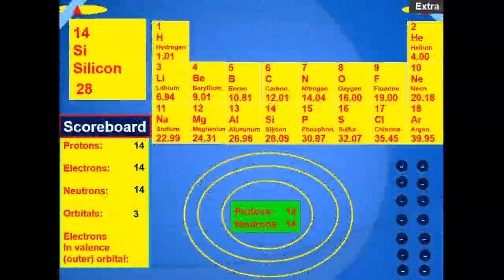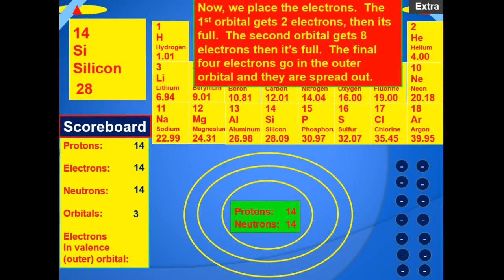So we remember that the first orbital gets 2 electrons and then it's full. No more vacancy in the first orbital. It can only hold 2. So that gets a no vacancy sign.